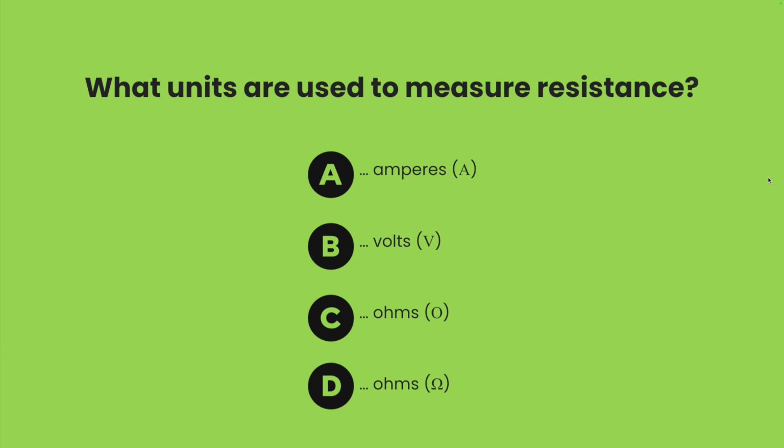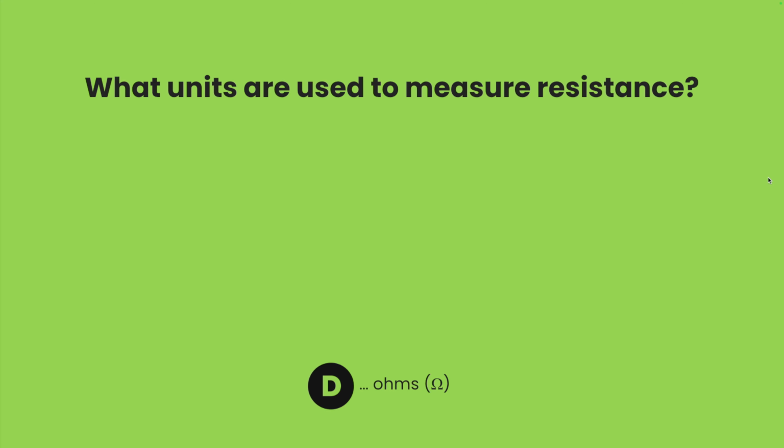But first, a question break. What units are used to measure resistance? Is it A, amperes, B, volts, C, ohms, or D, ohms? Take a look at the symbols. Take a look at the units of measurement. The answer is D, ohms, with that Greek symbol there.